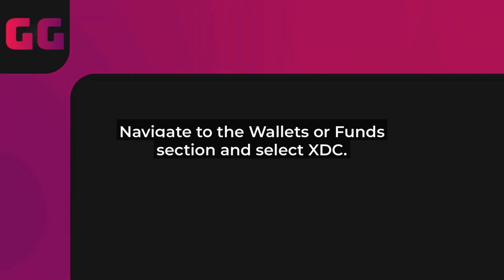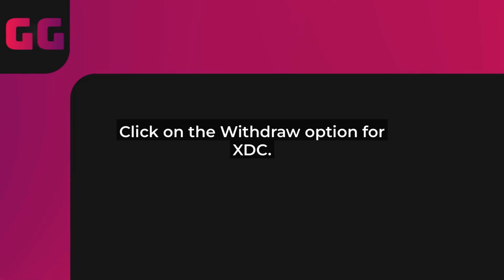First, make sure you have accounts on both Bitrue and XMO and that your XDC is available in your Bitrue wallet. Start by logging into your Bitrue account using your credentials. Once you're in, navigate to the Wallets or Funds section. It's usually on the main dashboard. Here, find and select XDC from your list of assets.